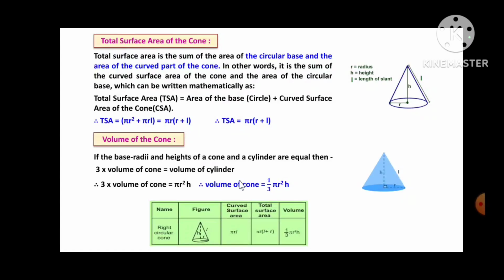Friends, these formulas can be summarized here in the table. This is also called a right circular cone. This is the figure. Curved surface area is pi r l, total surface area is pi r into bracket l plus r, and the volume is 1/3 pi r square h.